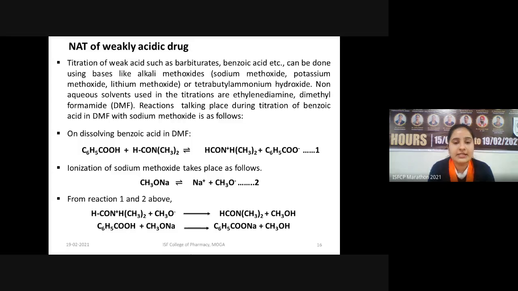Secondly, the titrant which we are using, that is sodium methoxide, will dissociate into sodium ions and methoxide ions. From these two equations we have the protonated DMF and the methoxide ion which has been produced in step number 2. They are going to react and result in the formation of DMF and alcohol.